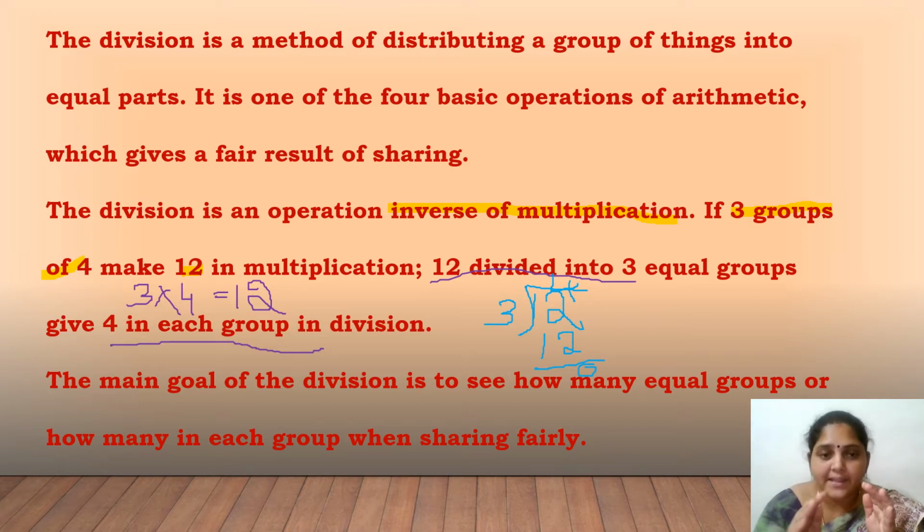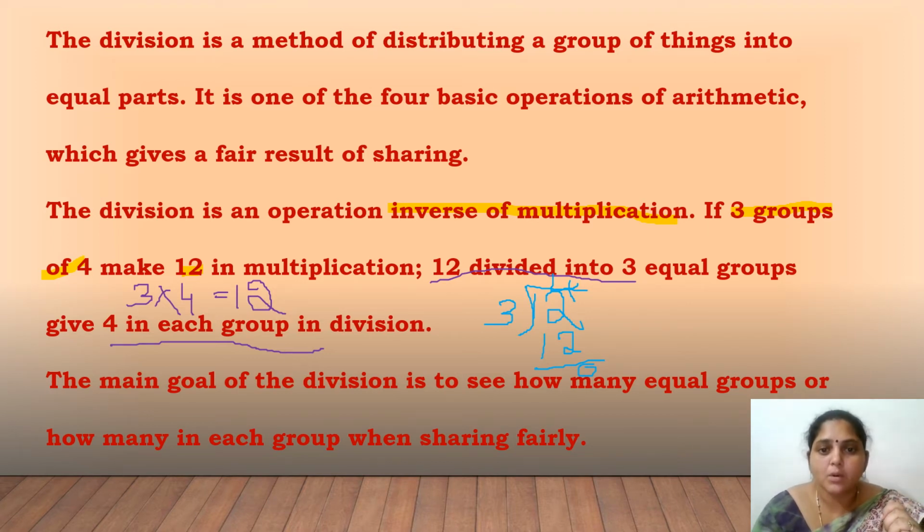So how can I arrange 4 apples 3 times? There are 12 apples, and I want to group them into 3 groups. To make 3 groups, how many apples do I have to arrange in one group? 4 apples, right? In that way, we can share our apples equally among ourselves.